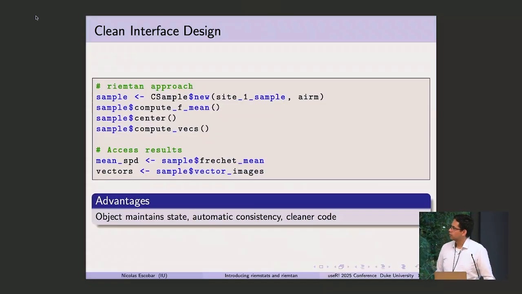And here's a snippet of what riemmtan can do. So riemmtan is the one that is going to give you the single sample object, and it's an R6 class. That's why you have the syntax there. It's going to have some methods. For instance, it can compute the Fréchet mean. It can center the sample and compute the vectorized representations. And you're also going to have your active bindings, right, for R6 classes.